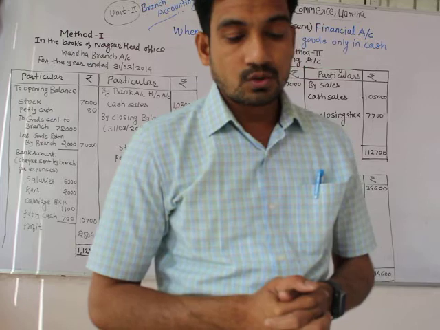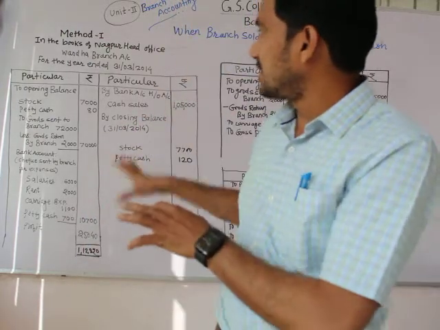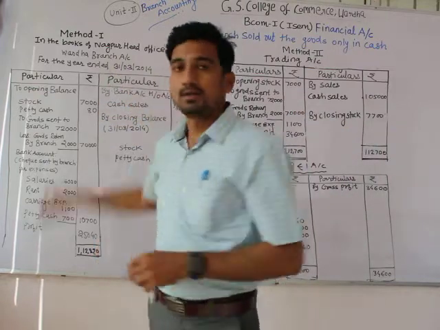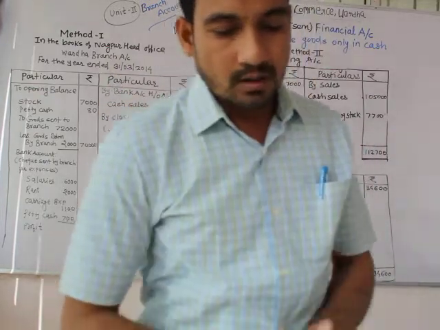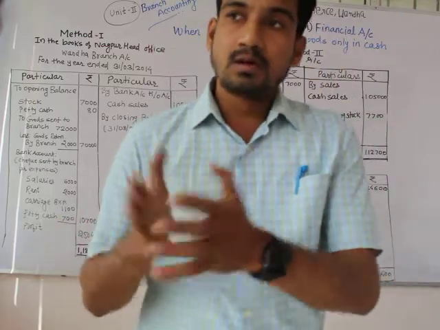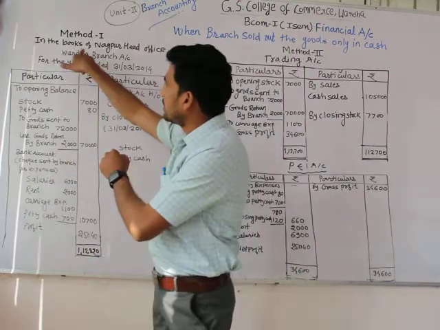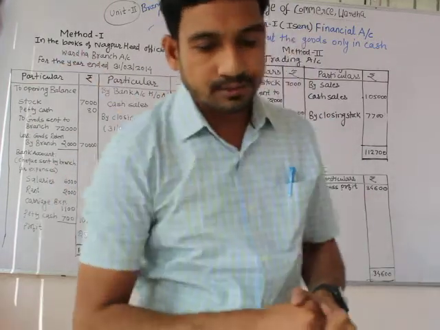Goods sent to branch during year 2013-14. This problem is of 13-14. That's why I mentioned the year ended 31st March 2014. It is rupees 72,000. Then goods returned by branch. Goods returned by branch means the branch returns those goods to the head office. It is of rupees 2,000.